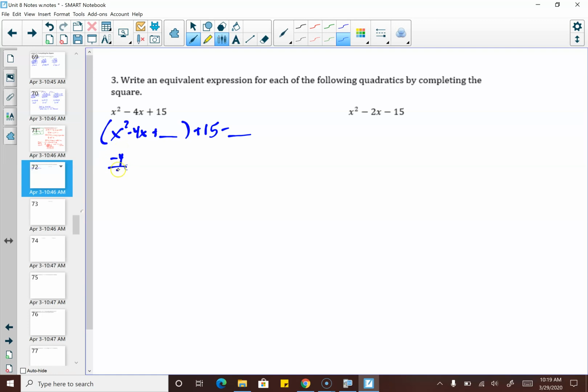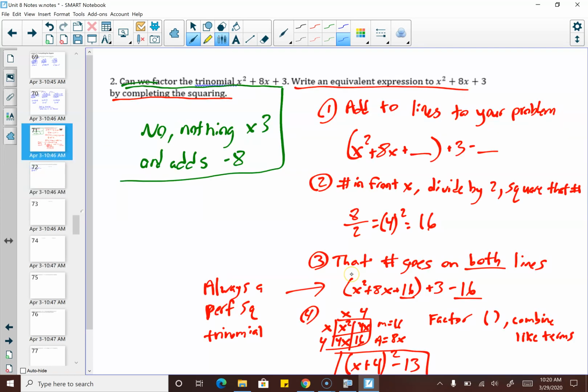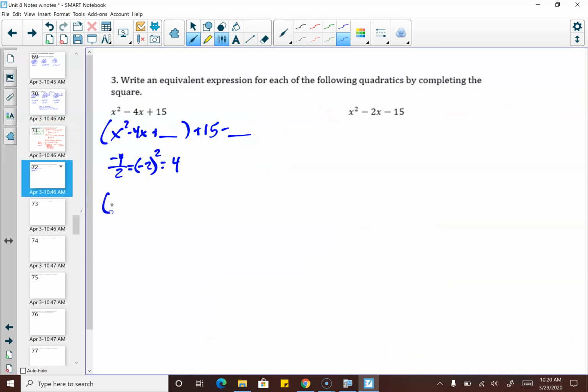So in this case, we got to be careful with our signs here. The number in front was a negative 4. So negative 4 divided by 2 is negative 2. And then when we square negative 2, we get a 4. Our third step said that number goes on both lines. So then we end up with x squared minus 4x plus 4. And then we end up with plus 15 and minus 4.